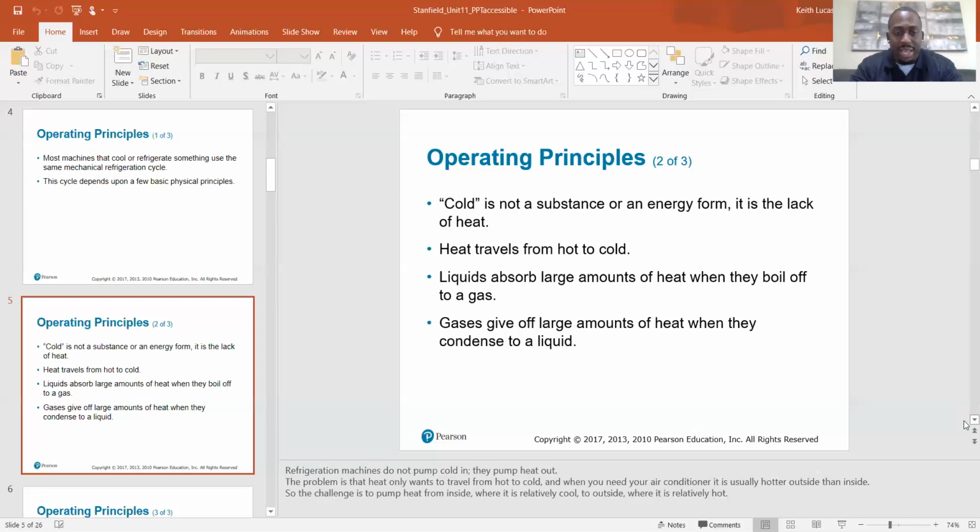The problem is that heat only wants to travel from hot to cold, and when you need your air conditioner, it's usually hotter outside than inside. So the challenge is to pump heat from inside, where it is relatively cool, to outside, where it is relatively hot.